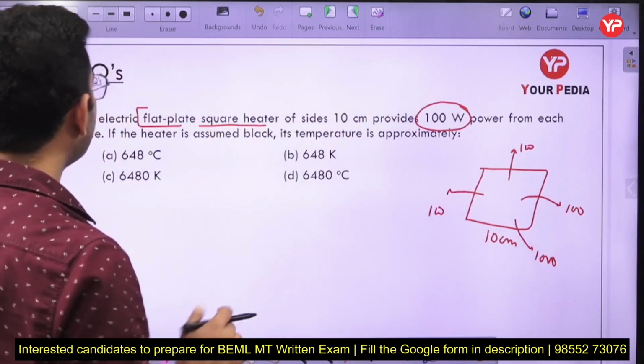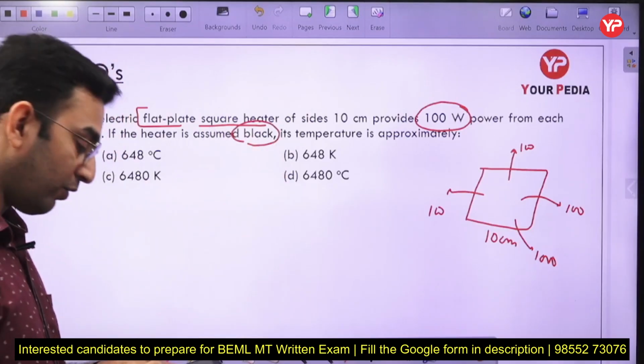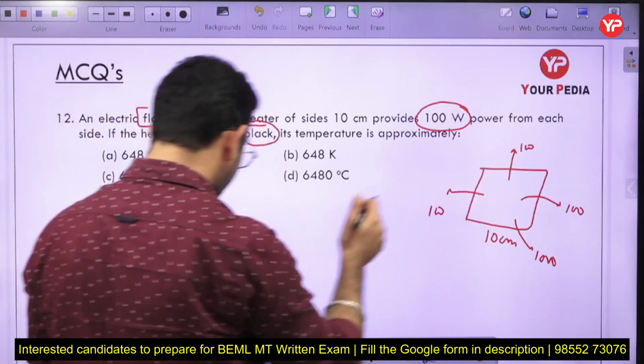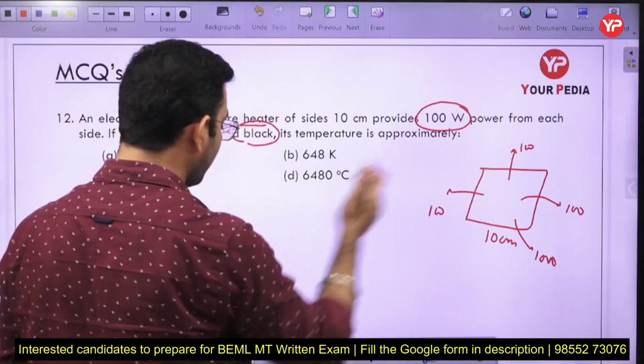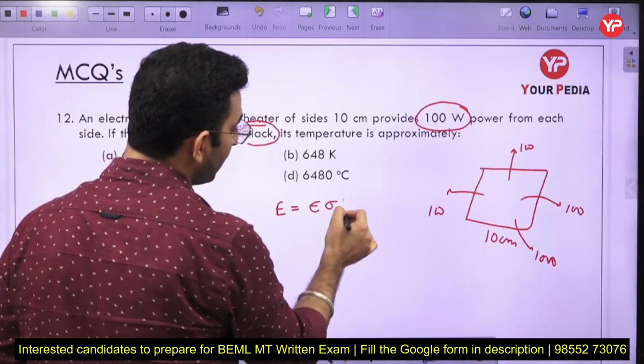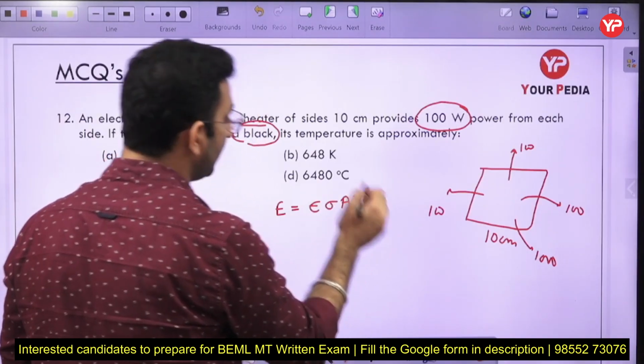Now if the heater is assumed to be black, what should be its temperature? Here we have to find out. That's again a very simple case here. Now you can see the total amount of radiation emitted from the surface can be written as E is equal to epsilon multiplied by sigma multiplied by area multiplied by T to the power 4.